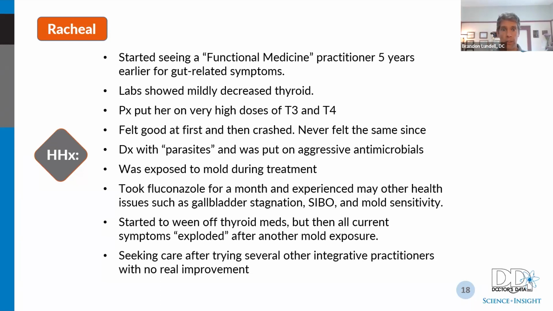I mean, that's just putting jet fuel into a car with 4 flat tires. Yeah, you'll go down the road pretty fast for a while, but eventually those wheels are just going to come off. And she never really felt the same since. And when she came to see me, she was still on 50 micrograms a day of T3 and 150 of T4.